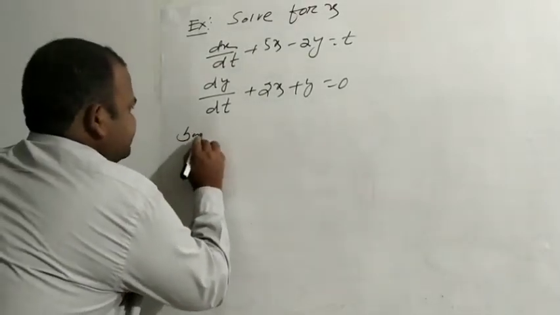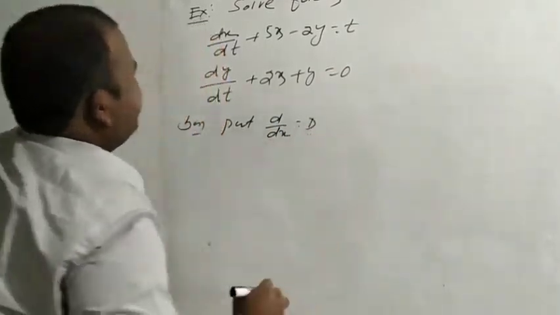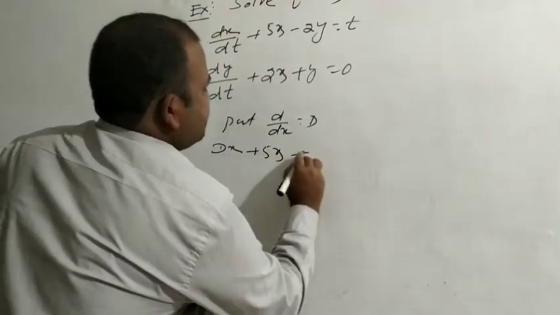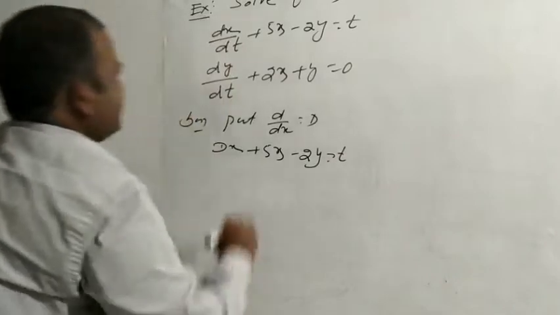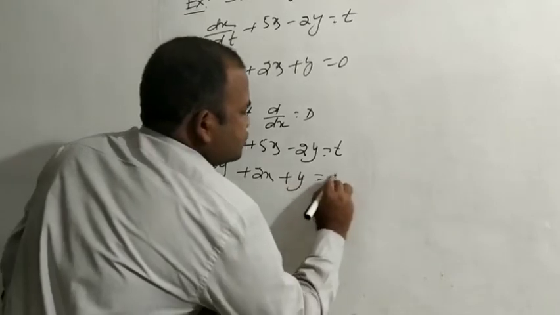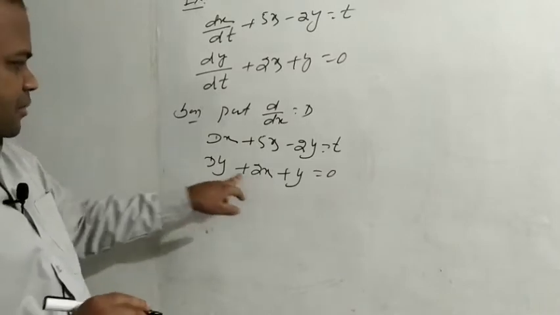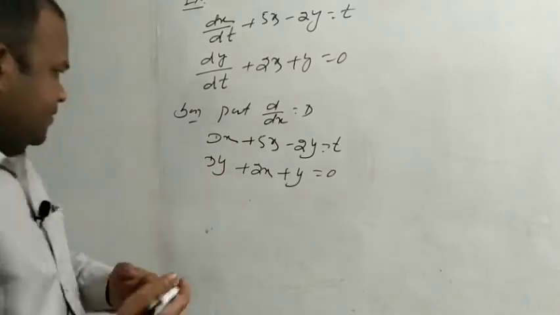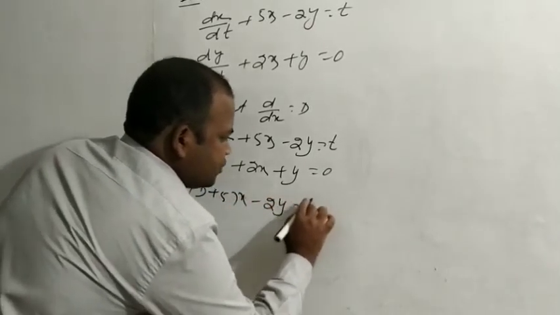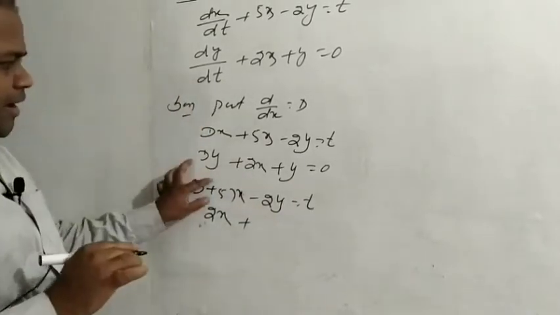So this is, put d by dx equals capital D. So this is dx plus 5x minus 2y equals t, and this is dy plus 2x plus y equals 0. So just common the x, and here also common the y. Just rearrange it. So this is D plus 5 into x minus 2y equals t, and this is 2x plus Dy plus y.